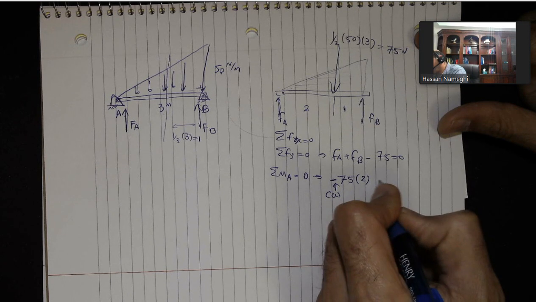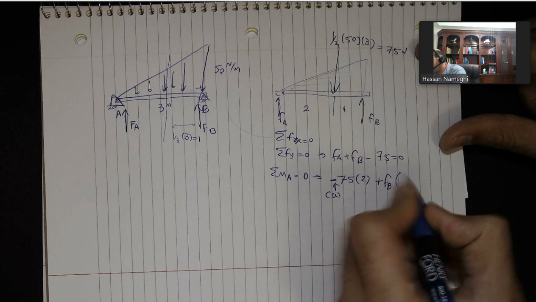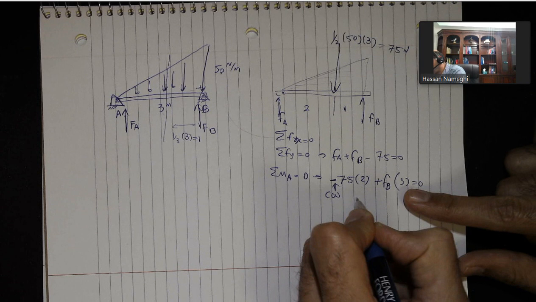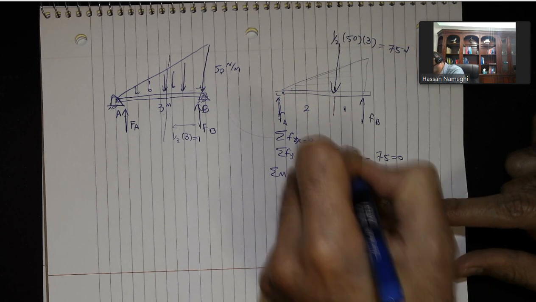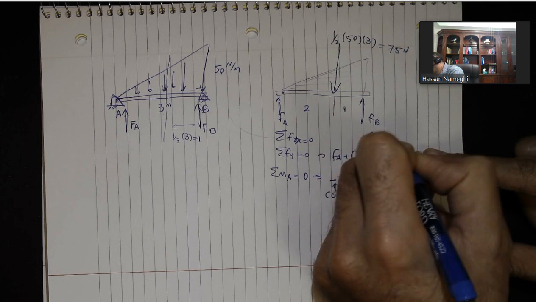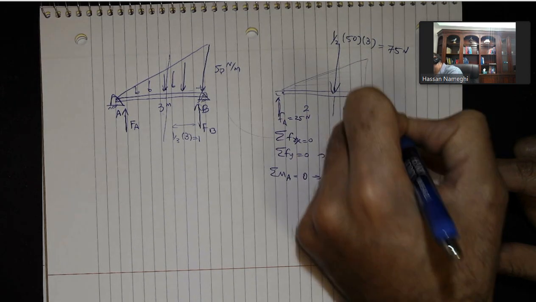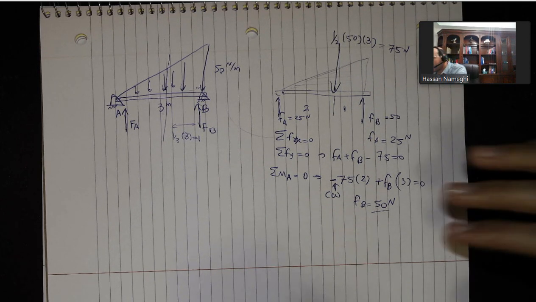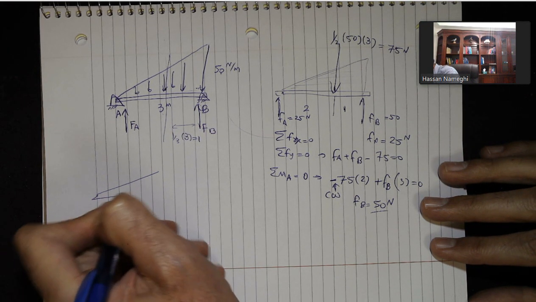And for FB, plus FB, that I want to calculate, that distance is 3. Now, if I simplify this equation, I'm going to get FB is equal to 50 Newton. You move this one up here. From here, you get FA is equal to 25 Newton. 25 and 50. Now, in this case, I like to do one cut. I do the cut at distance x. So let's do a cut at distance x, and then let's see what we end up with.